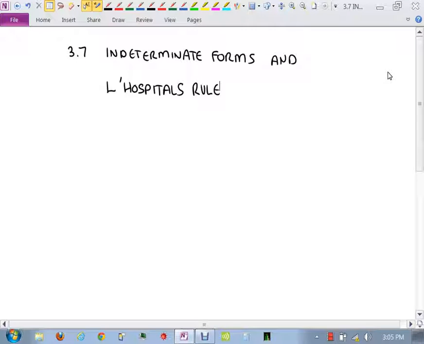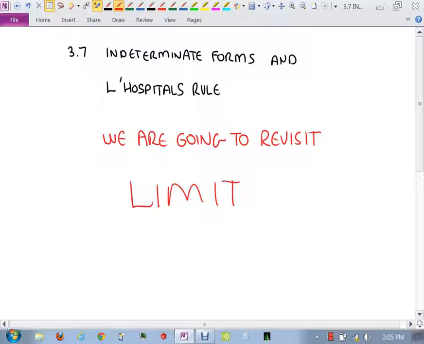Okay, this section is called Indeterminate Forms and L'Hôpital's Rule. It's pronounced L'Hôpital. So the big thing right now for you to understand is we are going to revisit something we've kind of put away a while ago. Limits. Okay? We did limits, right? That's the way we pretty much started the class. I told you, to me, Cal 1 starts at the limit.